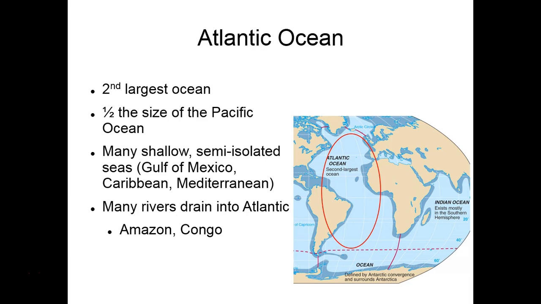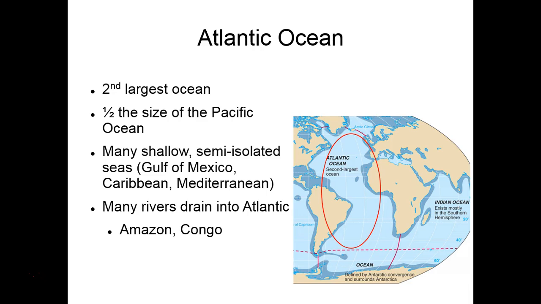Then we have the Atlantic Ocean, which is on the other side of our continent. So on the east coast of the United States, the ocean that's closest by is the Atlantic Ocean. The Atlantic Ocean is the second largest ocean in the world. It's about half of the size of the Pacific Ocean, though. It's made up of many shallow and semi-isolated seas. For example, the Gulf of Mexico, the Caribbean Sea, or the Mediterranean Sea are all connected to the Atlantic Ocean.